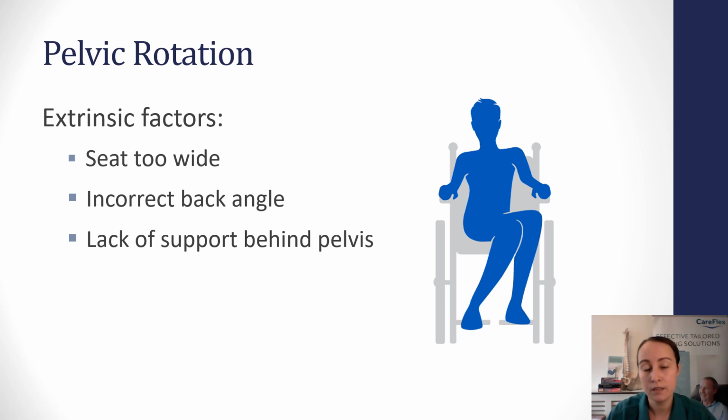Pelvic rotation, as we know, is closely linked to pelvic obliquity, so can be significantly impacted by incorrect chair dimensions and setup too. For the same reasons, if the seat is too wide, the client may rotate within the base to seek that support and stability that they need from both sides of the chair. It may also be down to the incorrect back angle or lack of support at the pelvis, meaning that the client needs to open up that hip angle, as we know, causing that pelvic rotation.